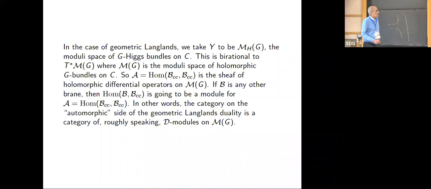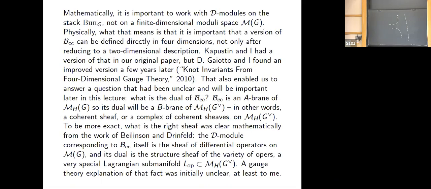And so therefore, if B is any other brane, for example, a Lagrangian brane, the more familiar branes in the Fukaya category, perhaps, then Hom from B to B_CC is going to be a module for A, which is Hom from B_CC to itself. So since A is the sheaf of differential operators, we learn that the category on the automorphic side of the duality will be, roughly speaking, a category of D modules on the ordinary moduli space. This was the interpretation by Kapustin and me of the formulation by Beilinson and Drinfeld on the automorphic side.